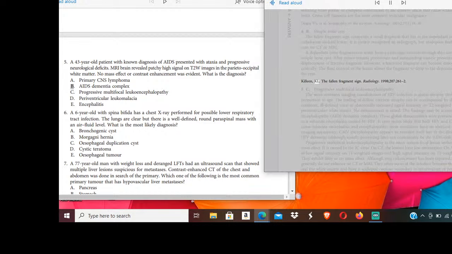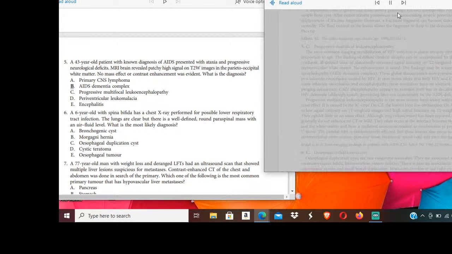Killeen KL. The fallen fragment sign. Radiology. 1998, 207:261-2.